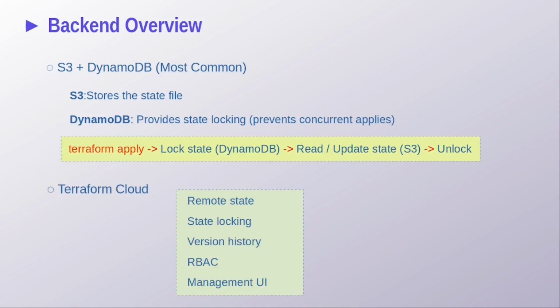Terraform Cloud. Terraform Cloud provides remote state, locking, state history, user permissions, and a web UI. Terraform Cloud is great when you have a large team, you work with multiple clouds, or you want less backend management.